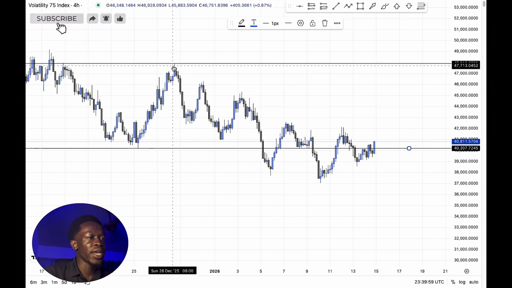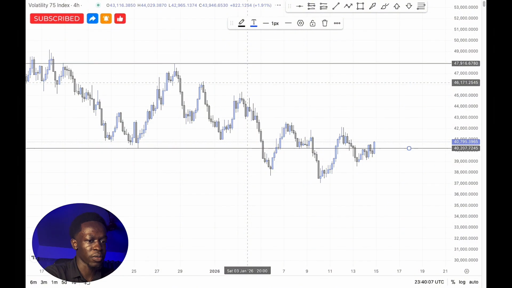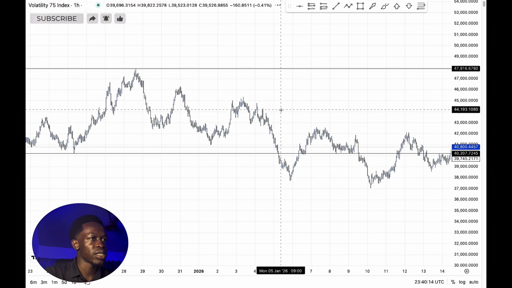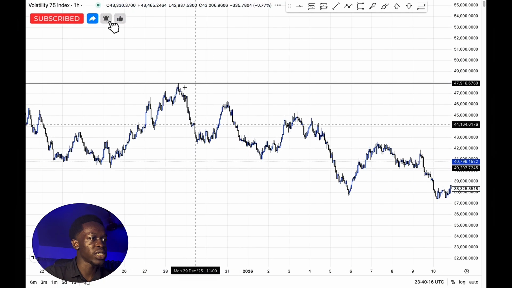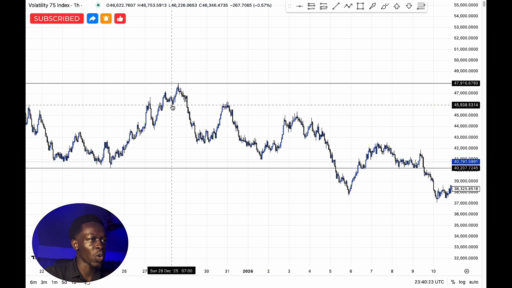So when market tapped this supply zone, that was the 4 hours time frame. So now let's go to the 1 hour time frame. Let's move to the 1 hour time frame. So when market tapped that supply zone at this level, we then saw a change in market structure shift on the lower time frame at this level.